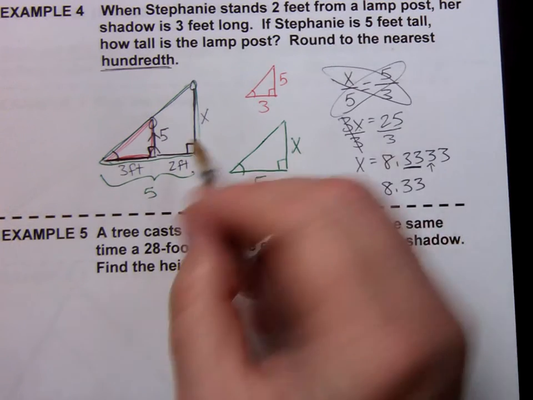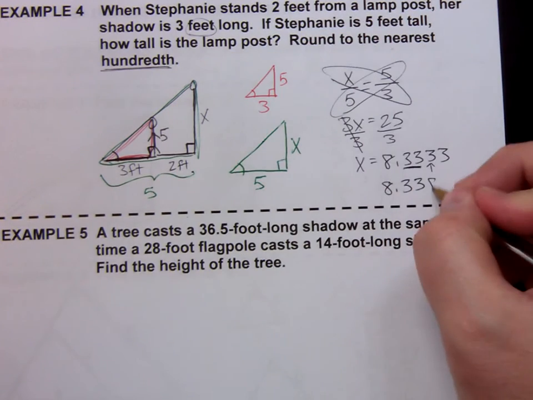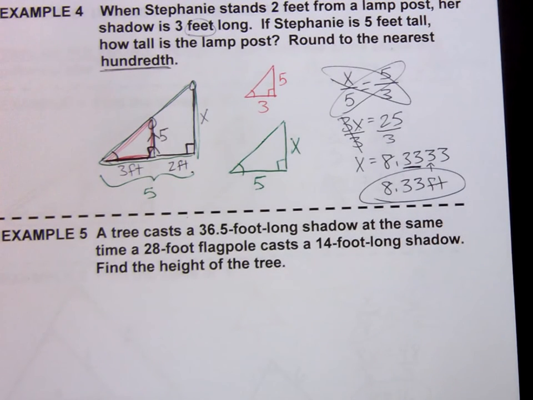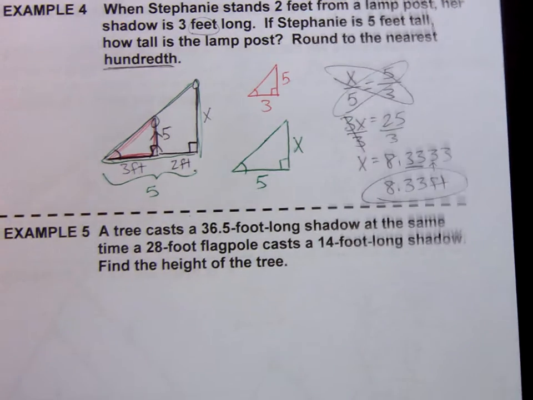And the units here were all in feet. So the height of that lamppost is 8.33 feet. All right, let's try example 5.